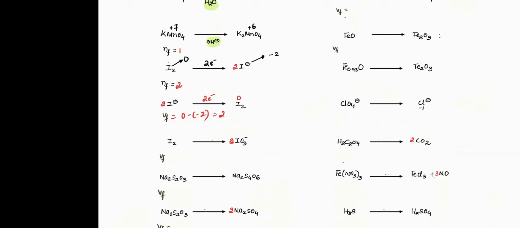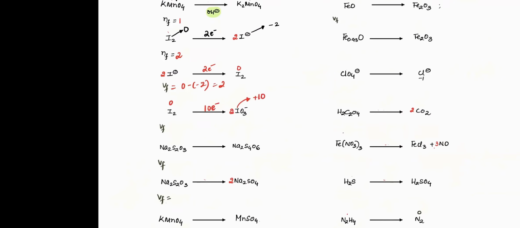Okay. Next one, also check for 2 iodines only. For 2 iodines, the charge is 0. On the right hand side there was actually one IO3 given, but it should always have the same number of atoms on the left and right hand side. So that's why I multiplied this with 2. So 0 changing to the oxidation state of iodine. How much is it? 1 iodine is +5. So the total charge will be +10. So 0 to +10 means 10 electrons have been transferred.